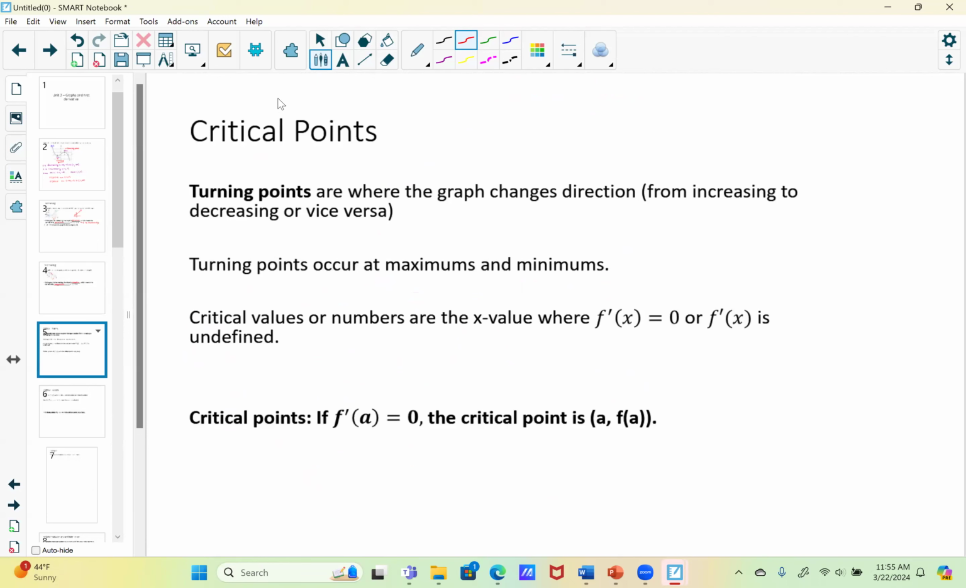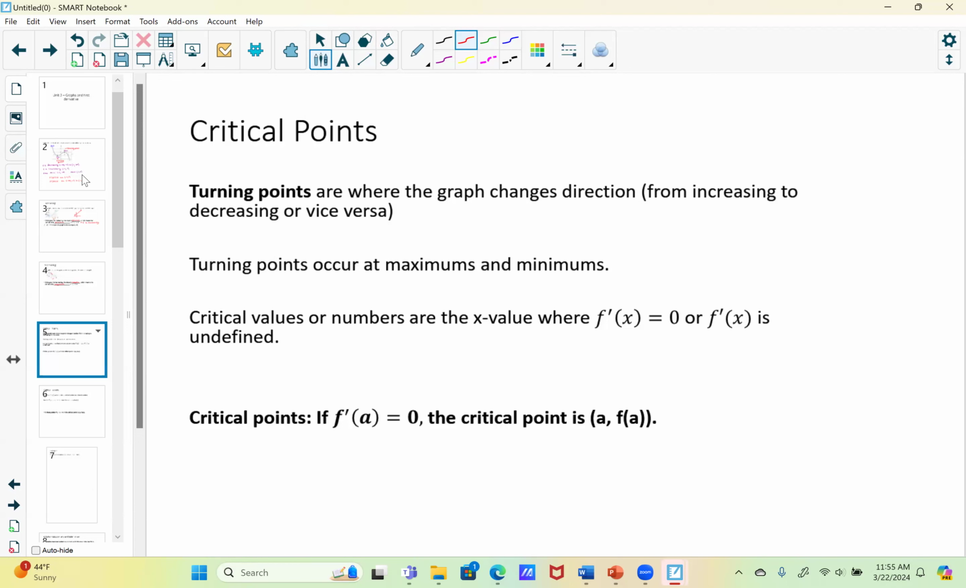So the one key term we use a lot in calculus is called critical points. Turning points are where the graph changes direction. It changes from increasing to decreasing or vice versa. So turning points, we said, occur always at the max or the mins.